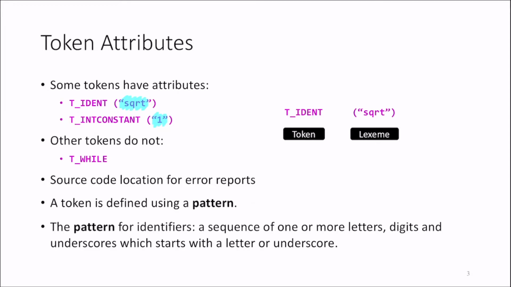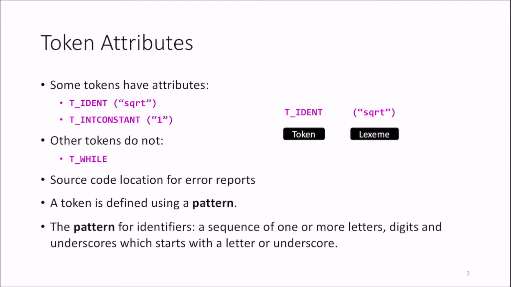For example, a pattern for an identifier could be just something you write down in English as a specification, which is a sequence of one or more letters, digits, and underscores, which starts with a letter or underscore. It's a way of describing what identifiers should look like in this particular programming language.